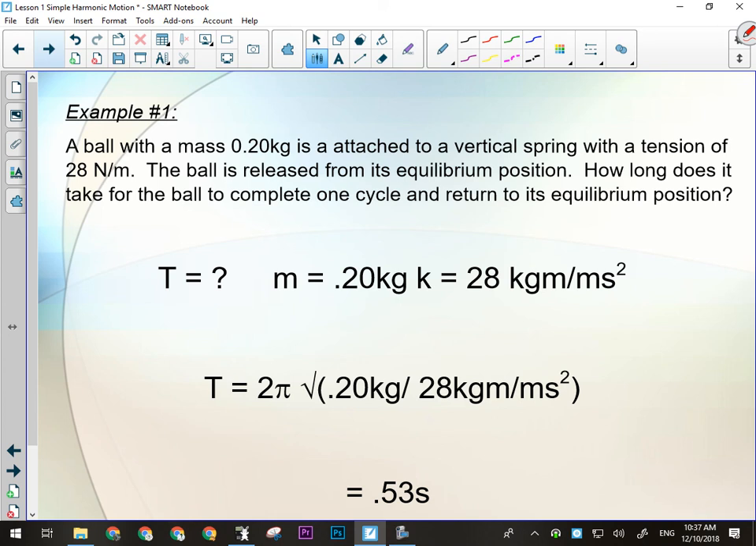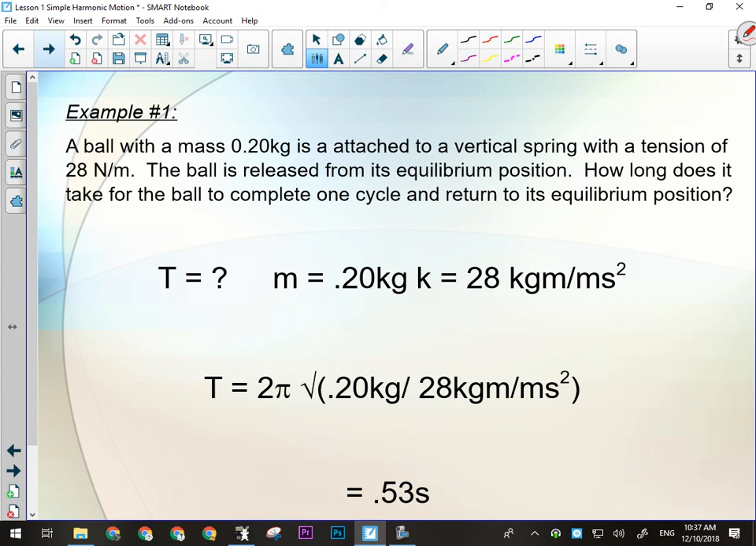Right? Okay, so our first example here, we have a mass of 0.2 kilograms attached to a vertical spring. We said we're just going to treat it normally, okay, with a tension of 28 newtons per meter. All right, so that's our spring constant, okay? This is our mass, okay? The ball is released from its equilibrium position. How long does it take for the ball to complete one cycle and return?